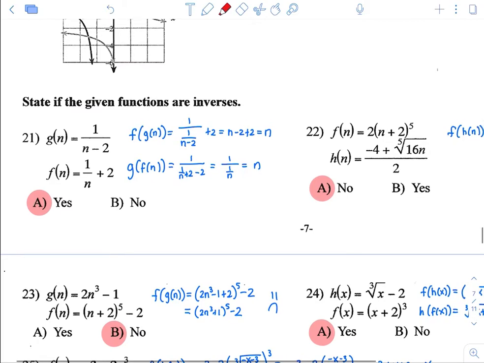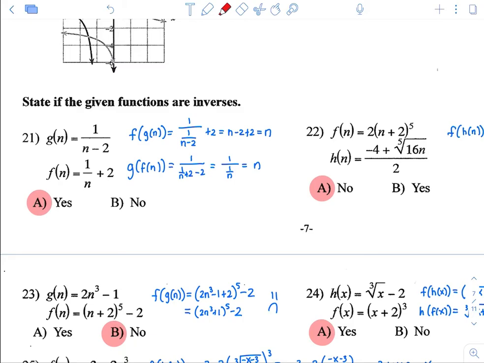So for 21, I just plugged g of n into f of n, so remember you plug this whole thing into that n. So 1 over n minus 2, because we plugged in 1 over n minus 2 for n, plus 2. This, 1 over 1 over n minus 2, is pretty much this one right there, because there's a reciprocal, so it's 1 times n minus 2 over 1, which is just n minus 2. So this is n minus 2 plus 2, and these cancel, so all we're left with is n. So that way gave us n.